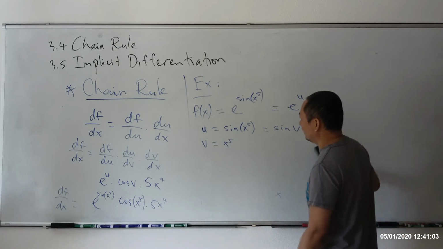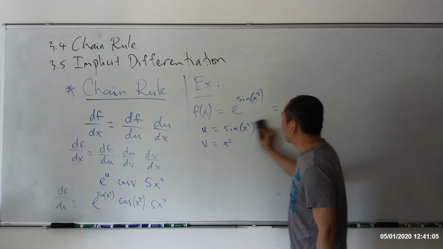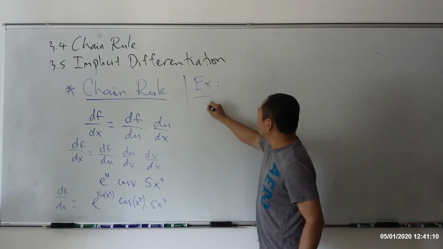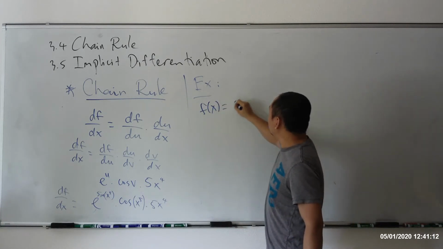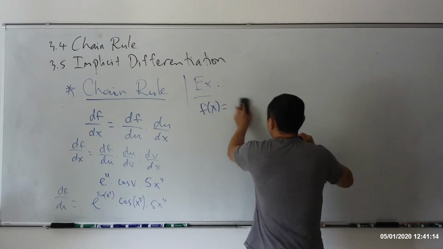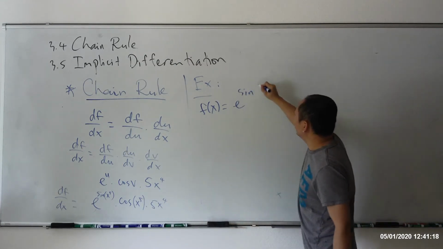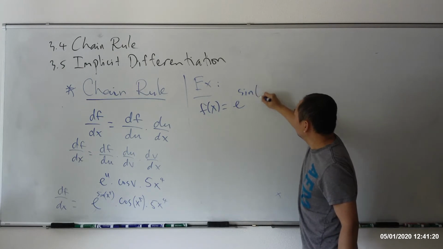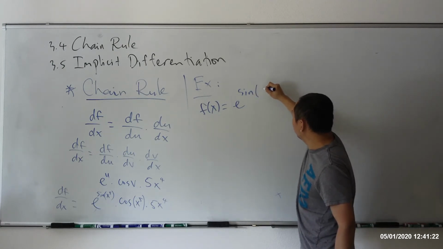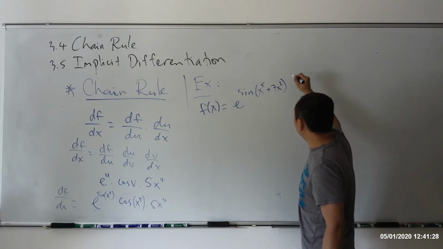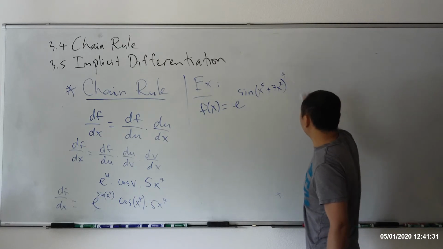Let's try another chain rule because this problem is going to be a little bit longer. One more step, one more chain in here. F of x equals e to the sine of x to the 5th plus 7x squared, everything raised to the 4th power.